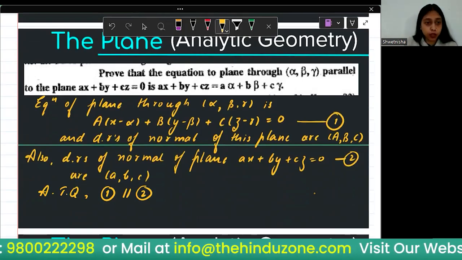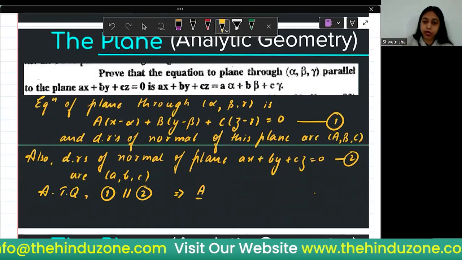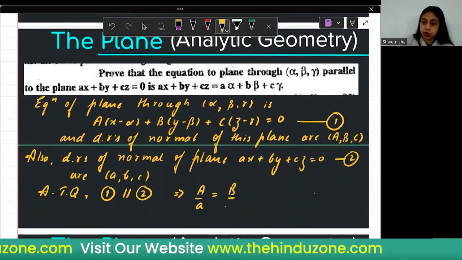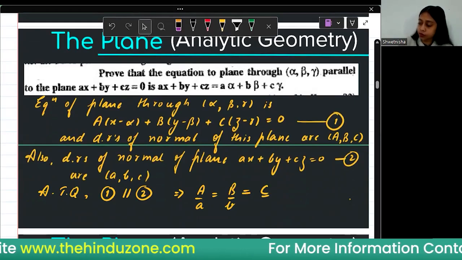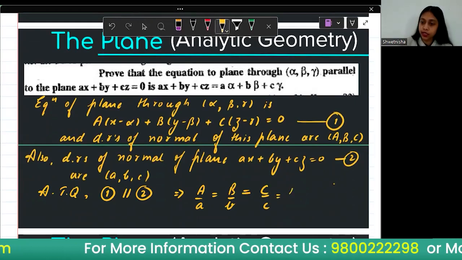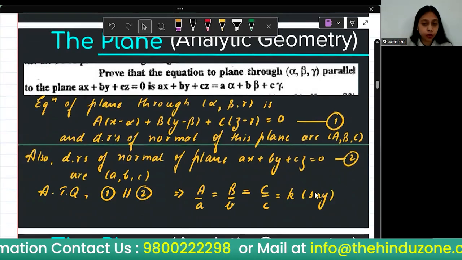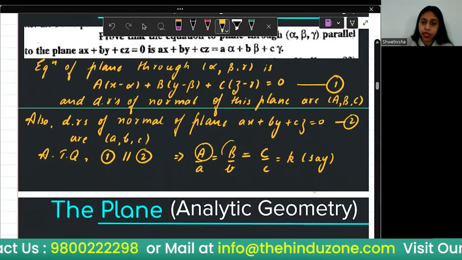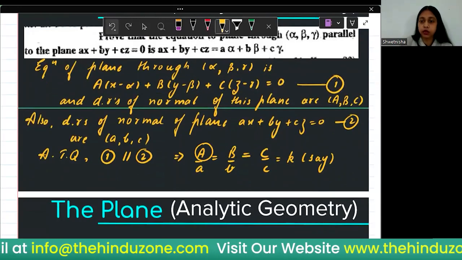That means their normals are also parallel, which implies their direction ratios are proportional. That means capital A by small a is equal to capital B by small b is equal to capital C by small c. Let us say that is equal to some k. So substitute this value of A, B, C in equation number 1.